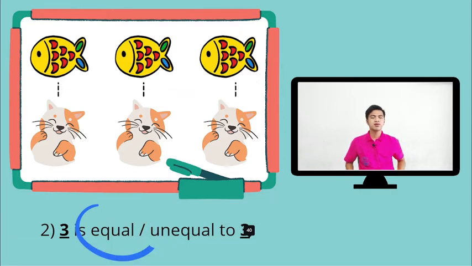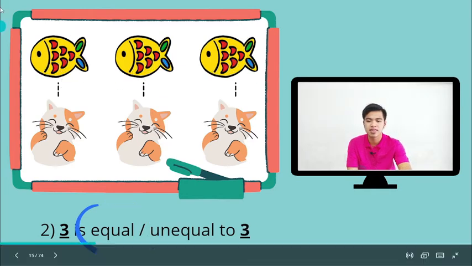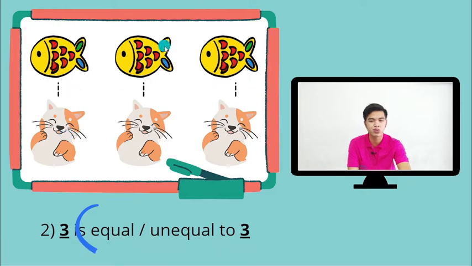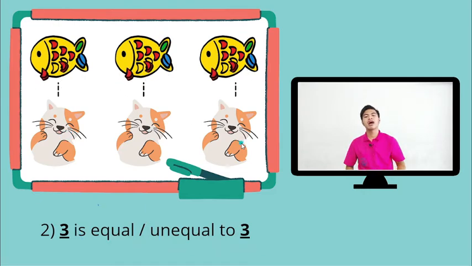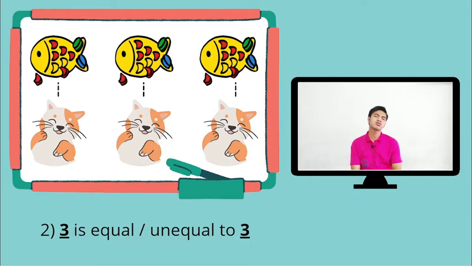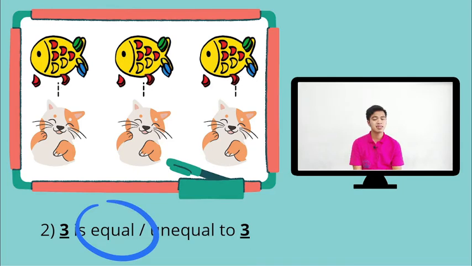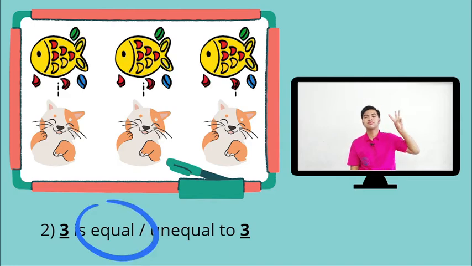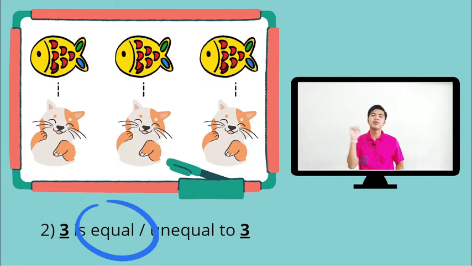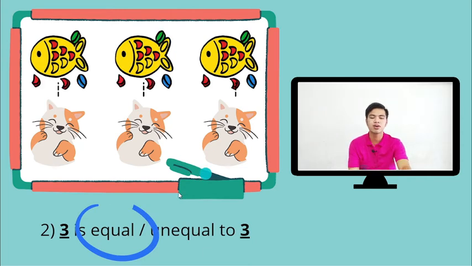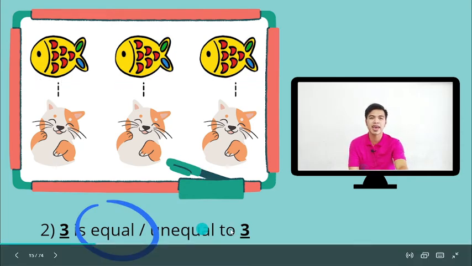Okay, so in order to decide, we have to match or pair them first. 1 fish is to 1 cat, 1 fish is to 1 cat, and 1 fish is to 1 cat. Since we don't have any remaining cats or fish in here, that means that the 3 cats are equal to 3 fish. So we're going to circle equal because 3 is equal to 3. Okay?